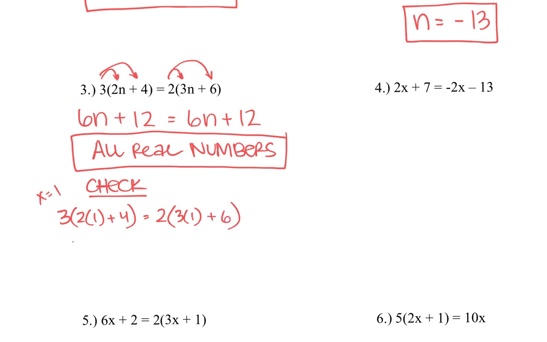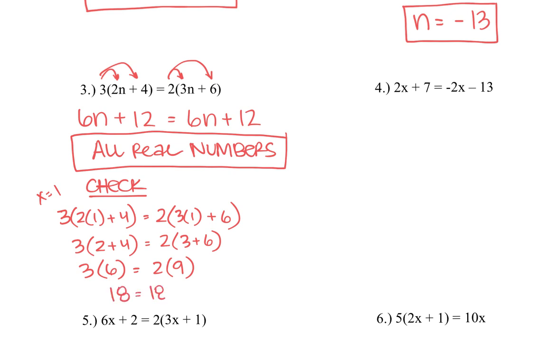So in the parentheses, I do the multiplication first. Then I'm going to continue working in those parentheses and add. And then I can multiply and I get 18 equals 18. Again, that's a true statement, so I know it worked. But if you picked n to be something other than 1, your check step is going to end with different numbers, but it still should be a true statement.